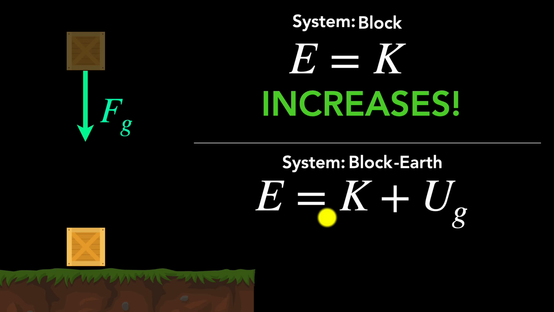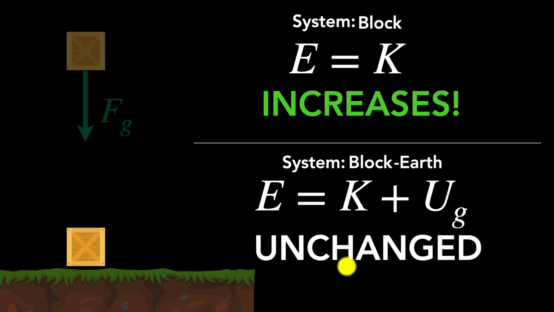And therefore, we don't have to worry about the work done by gravity anymore because it doesn't affect the mechanical energy. Is there any other force acting on our system? No, gravity is the only force. We're ignoring air and everything else, okay? Since there are no other forces, there's no work done on our system, and so the mechanical energy of this system, the Earth-block system, stays unchanged.